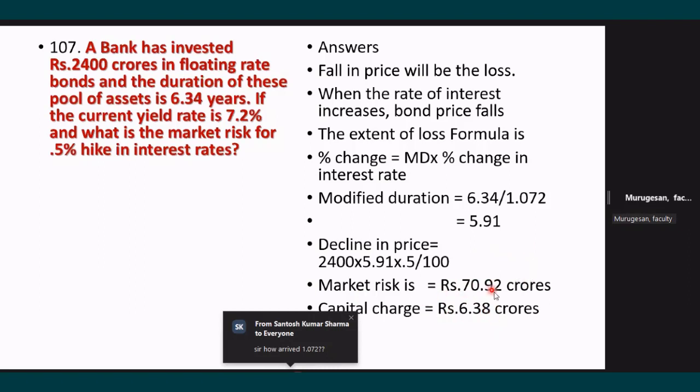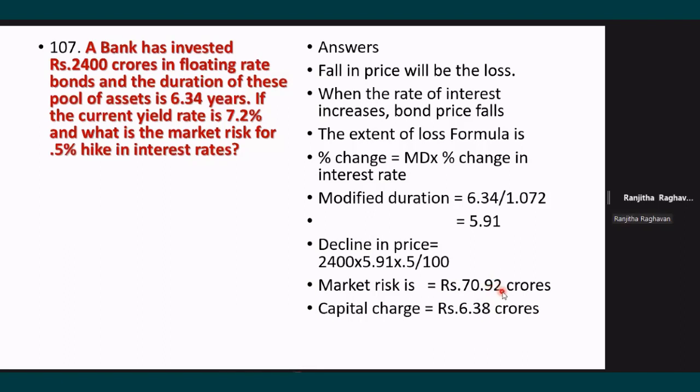And what is the capital needed? 9%. To manage any loss, you have to have 9%. Just make it 9, you will get it. You put it 17.92. We always take 9%.